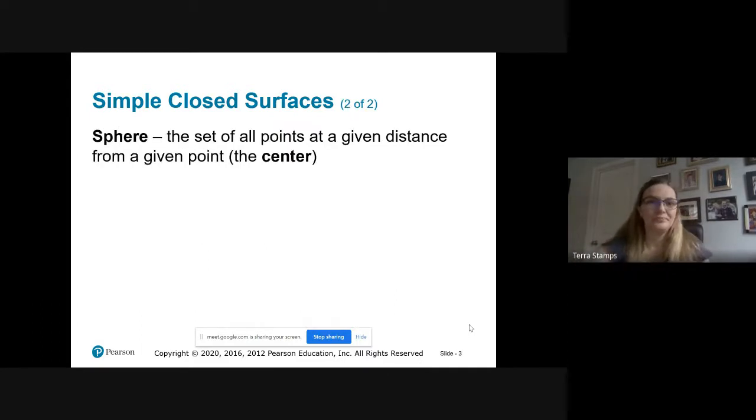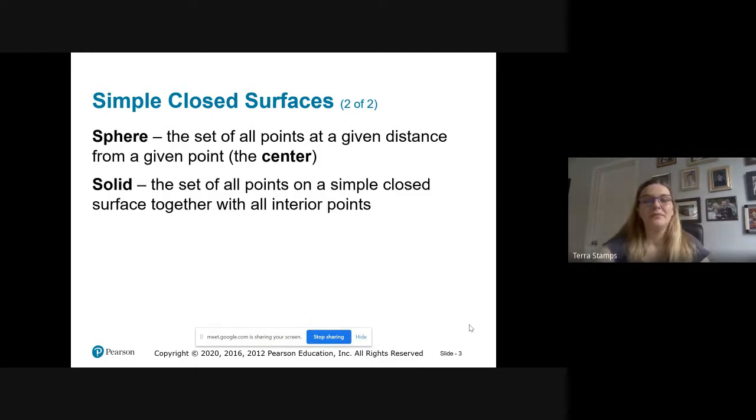All right. A sphere. Now a sphere is basically a three-dimensional circle, right? Just like a circle is the set of all the points in the plane that are equidistant from a fixed point called the center. A sphere is the set of all points a given distance from a point, not just in one two-dimensional plane. Now we're talking about in space. So a solid is the set of all points on a simple closed surface together with all the interior points.